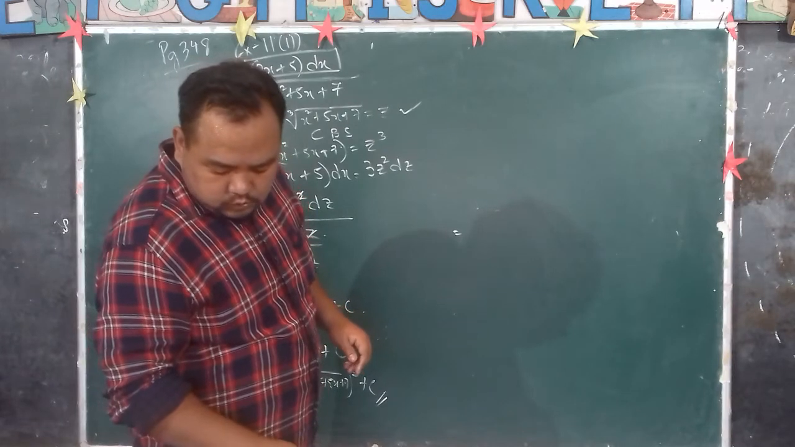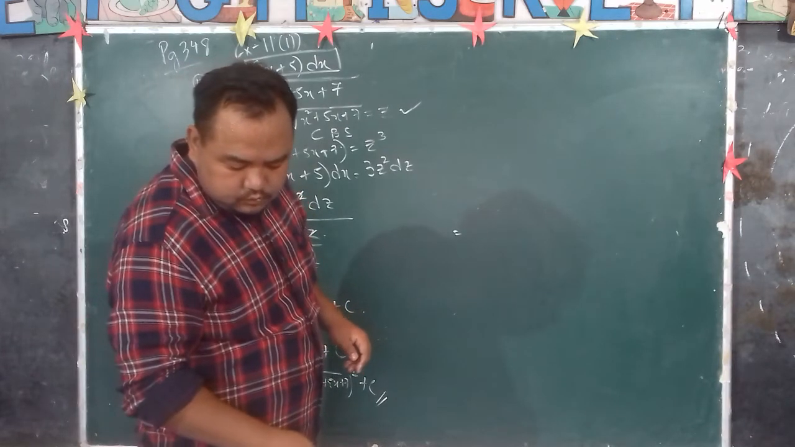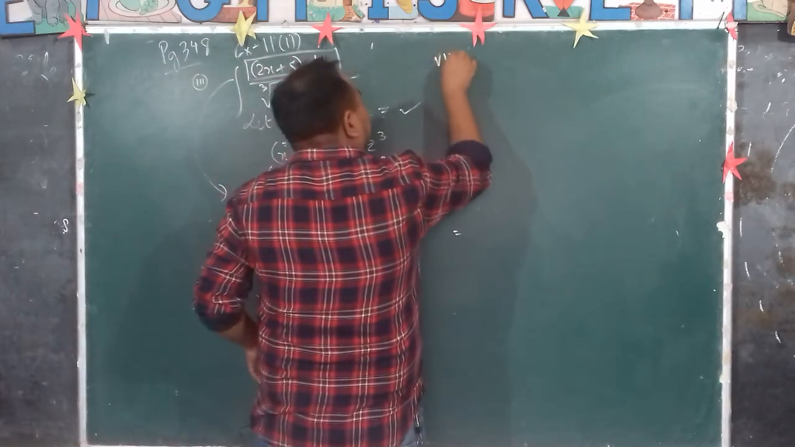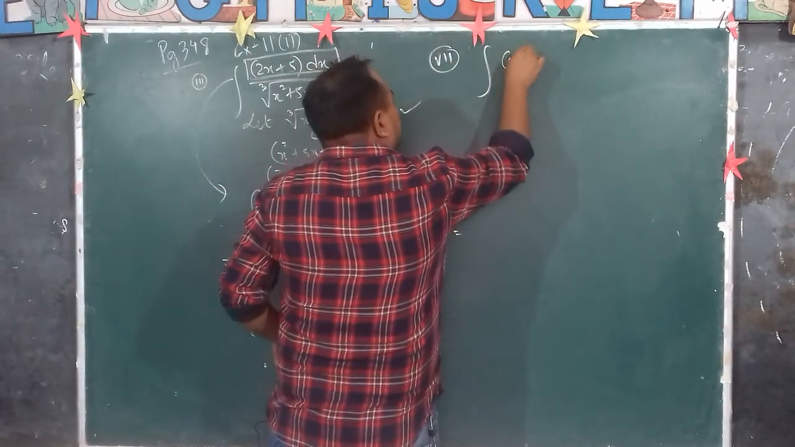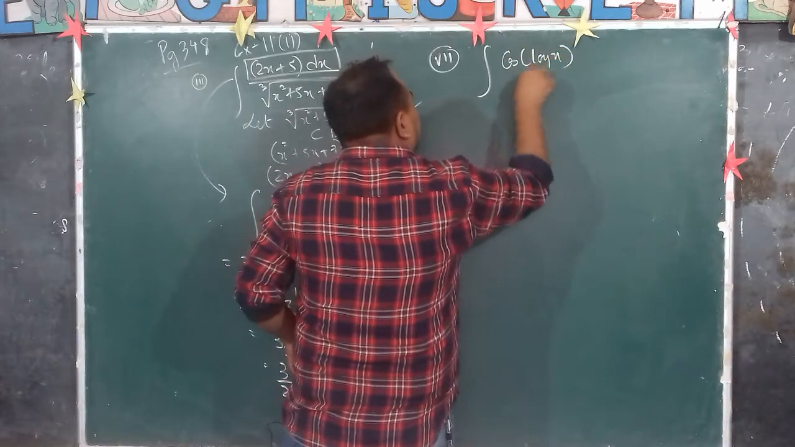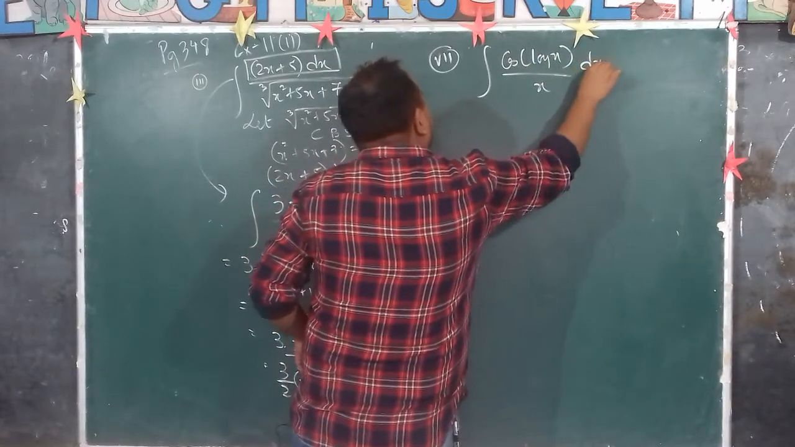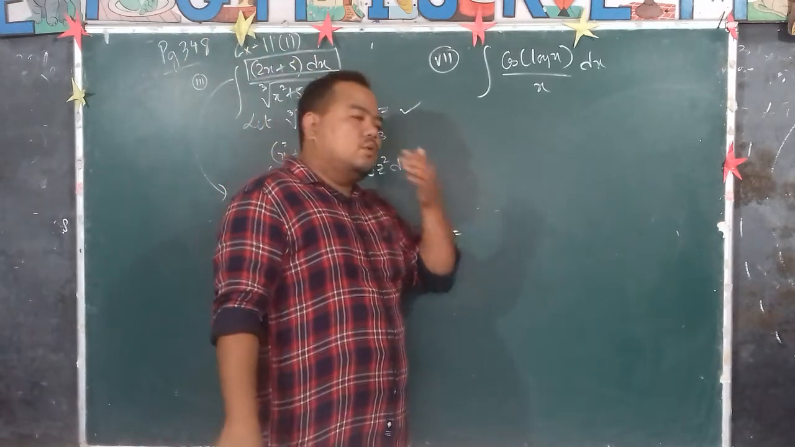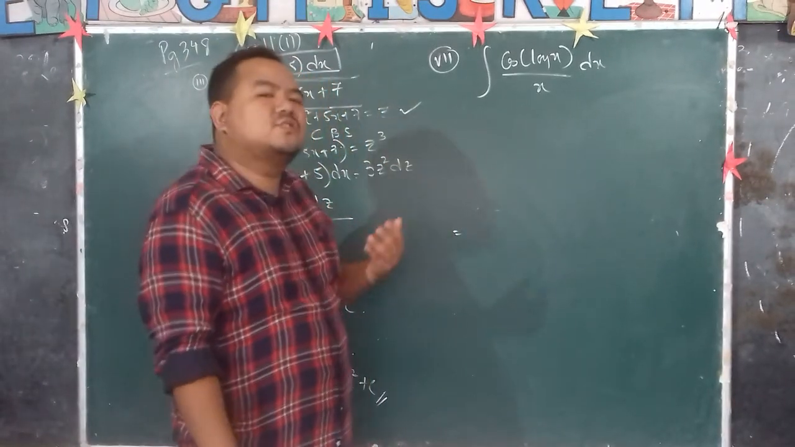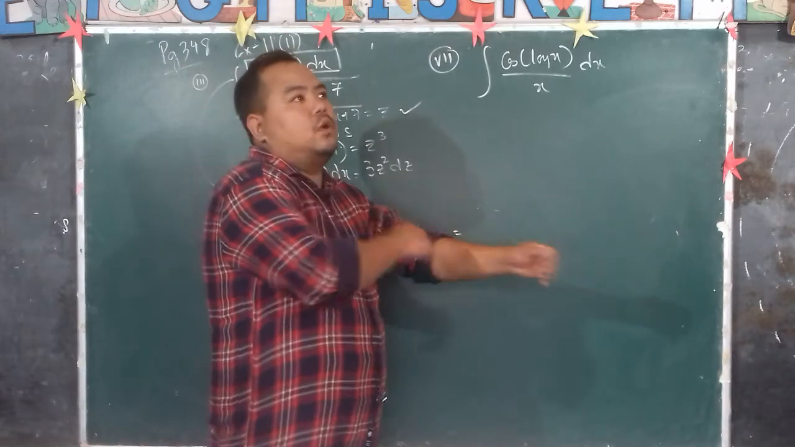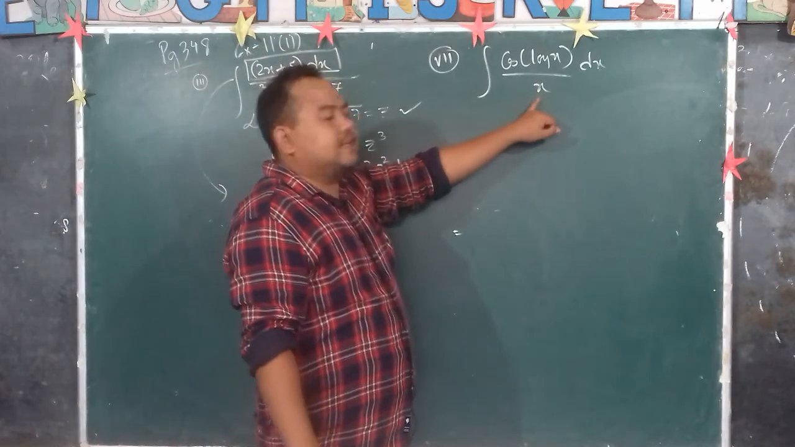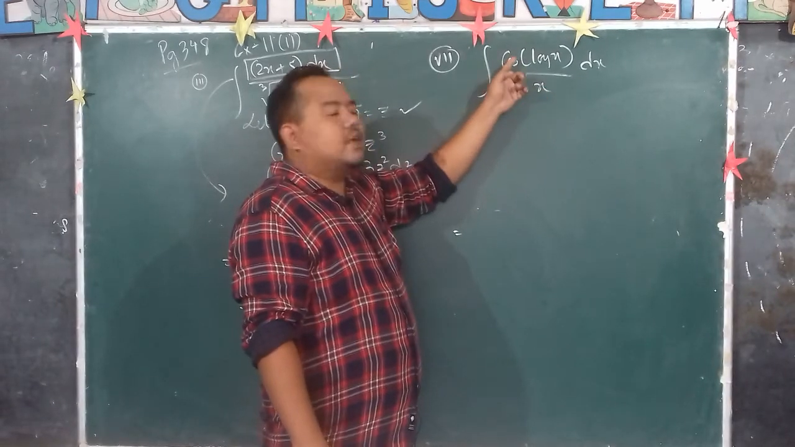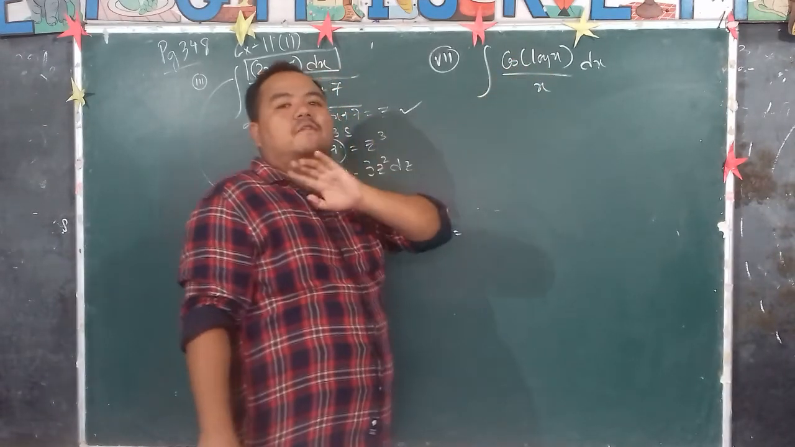Now question number 8 subdivision 7. Integration of cos (log x) by x dx. Now look at this question. So rule number 1 says denominator, but it's not a strict rule. It's just a guideline. So differentiate x. Do I get cos log x? No. That means when you differentiate x, you are not getting cos log x. So rule number 1 fails out here.